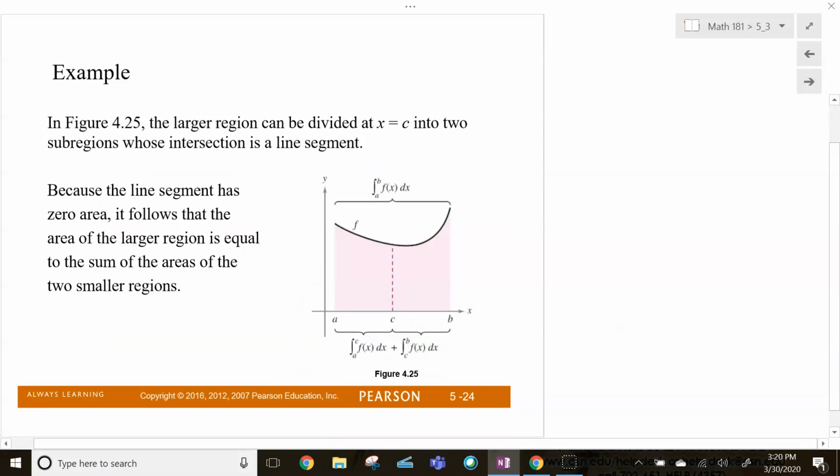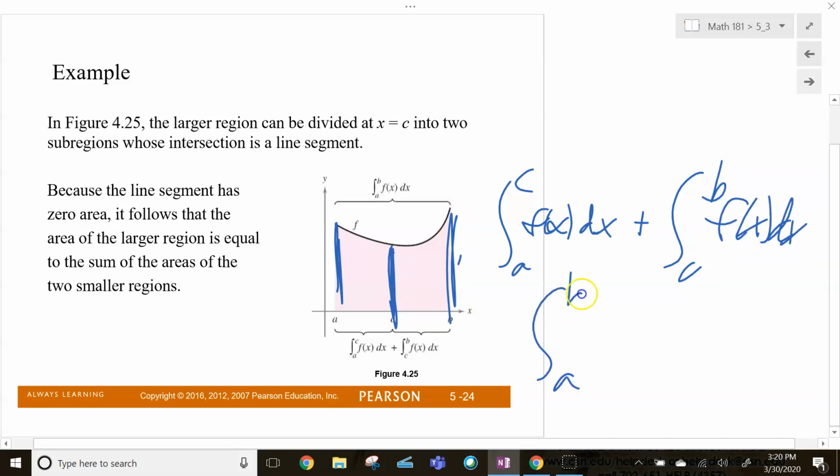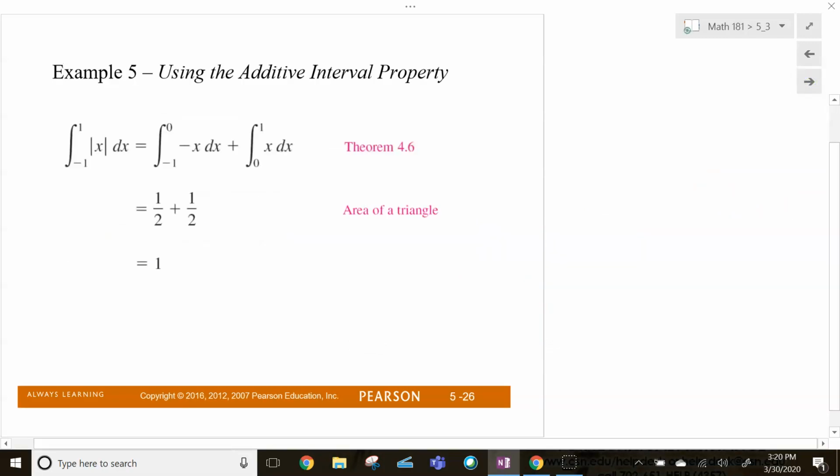All right, so what about, can we divide the region into 2? Sure we can. We could go from a to c, so the integral from a to c of the function, and add it to the integral from c to b of the function. And that's the exact same thing as going from a to b of the function. That's all that this is saying there. The additive interval property.